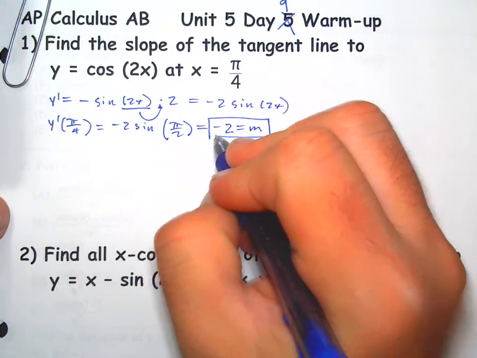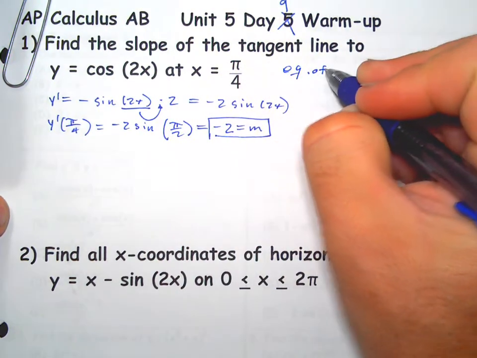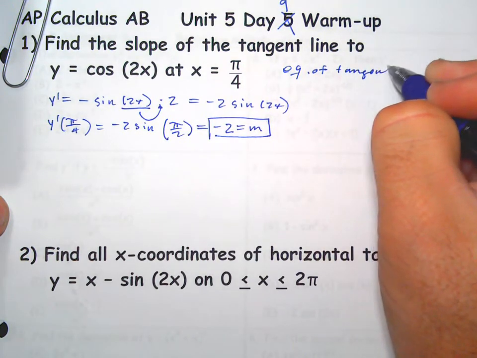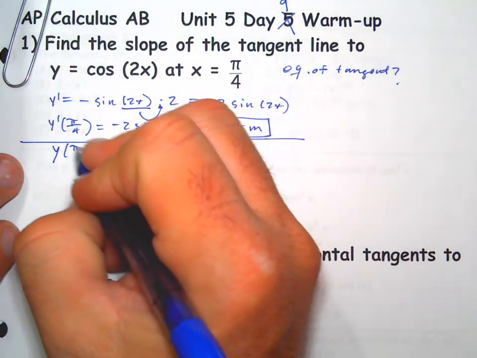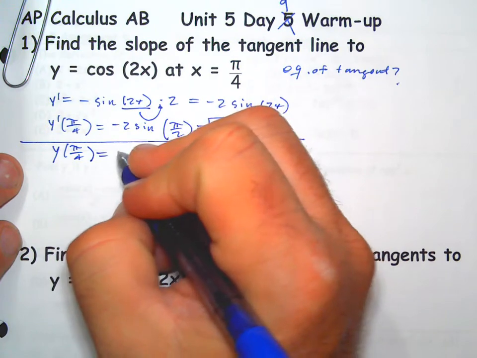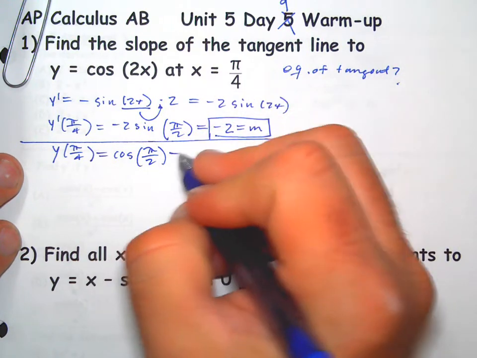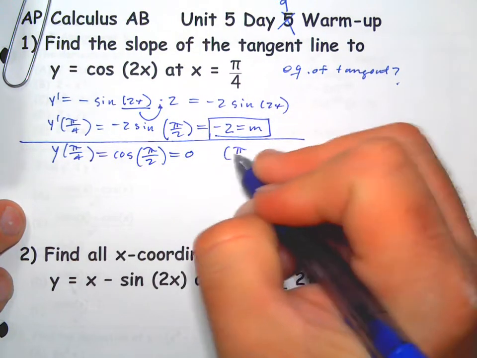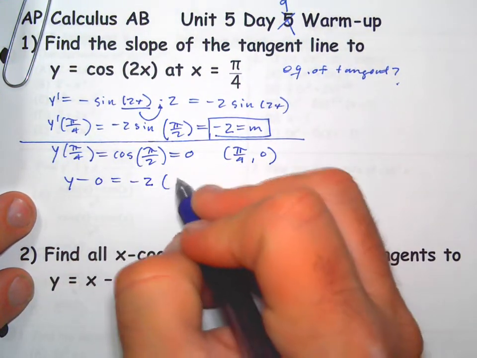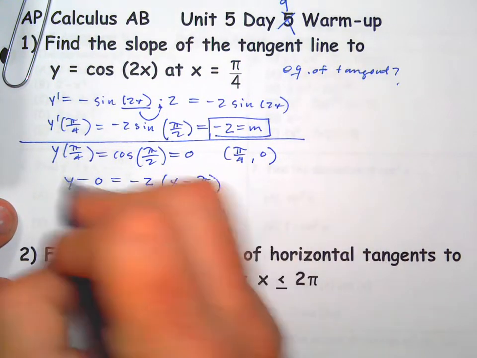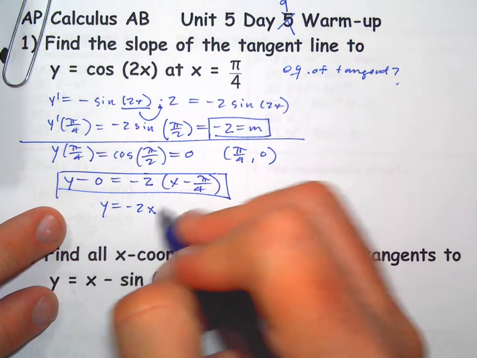Now let's pretend that they asked for the equation of the tangent line. What else would we do if they asked for that? Well, we would do that, but then we would also need the y value. We need an xy pair. So we plug pi over 4 in: 2 times pi over 4 is pi over 2, and the cosine of that is 0. So the xy pair would be pi over 4, 0. And then it would be y minus 0 equals negative 2 times x minus pi over 4, and this would be totally fine as the equation. Or you could change it to y equals negative 2x plus pi over 2 if you want.